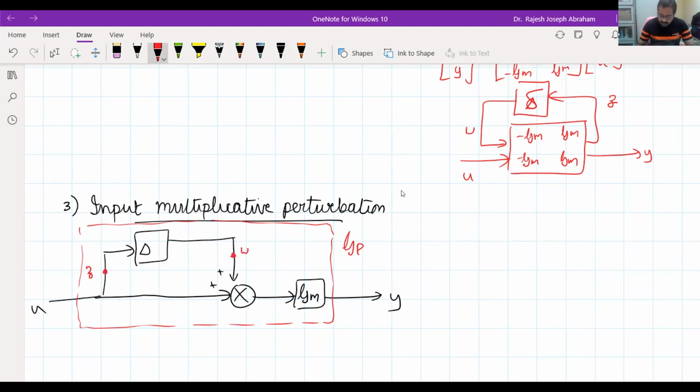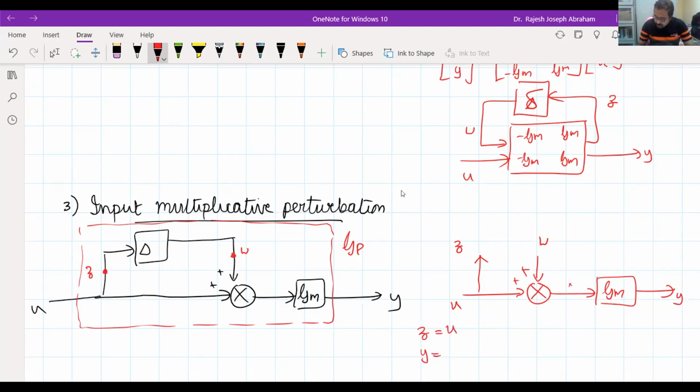What next? Cut open. So this is our model with the delta block removed. So this is U, this is Z, plus. This is Y. Okay, so what is Z? It's the same as U. And what is Y? GM into the signal at this point. What is the signal at this point? W plus U. So it becomes GM into U plus GM into W.